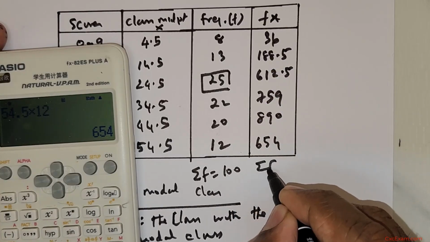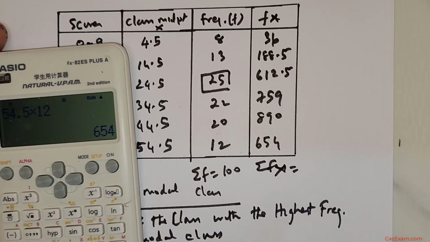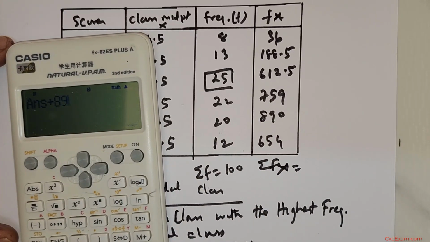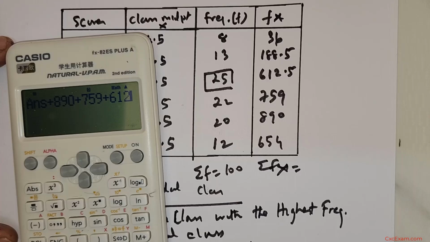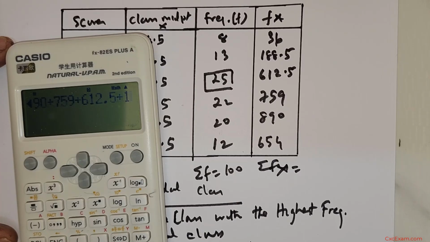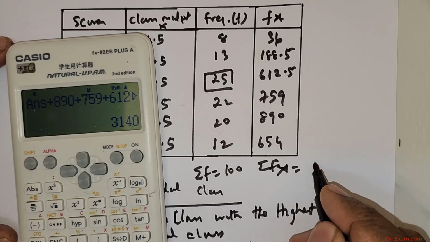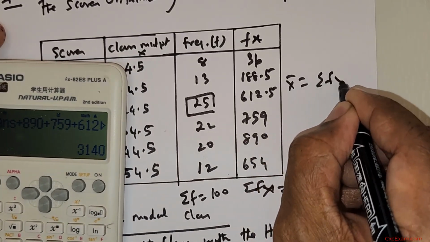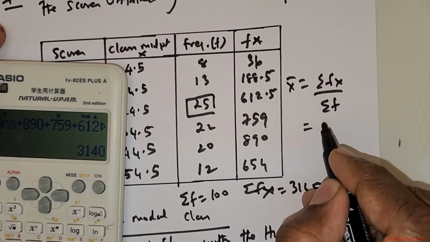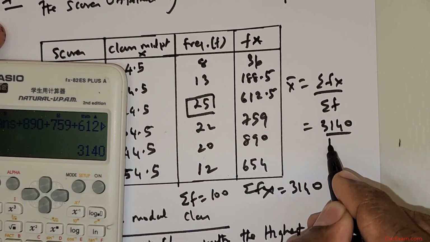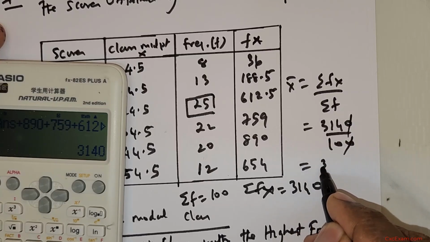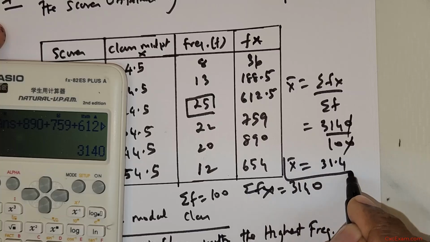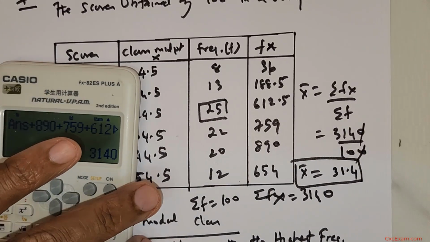Now we need to get sigma fx. That means you have to add. So 654 plus 890 plus 759 plus 612.5 plus 188.5 plus 36. So what do you get? 3140. Now they are asking us to find the mean. So x bar is equal to sigma fx divided by sigma f. So 3140 divided by 100. This gets cancelled, you get 31.4. This is x bar. So that's the solution for that question.